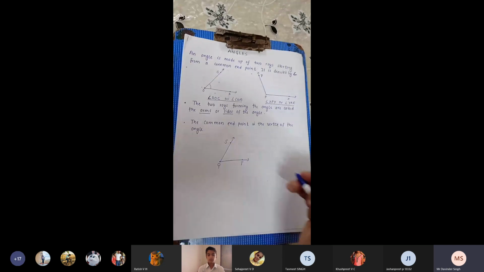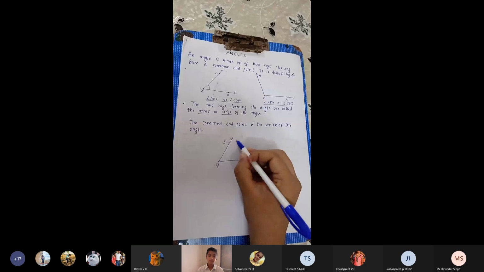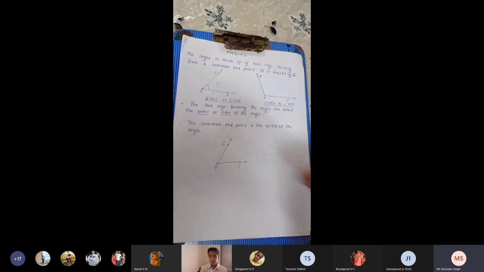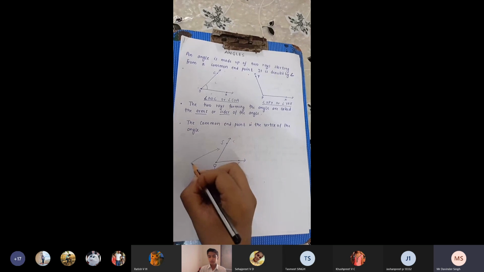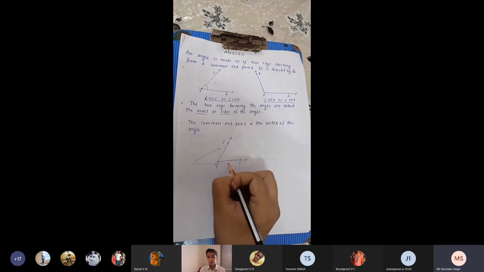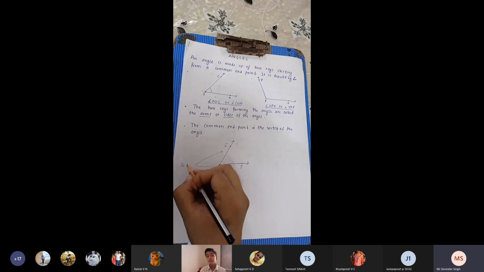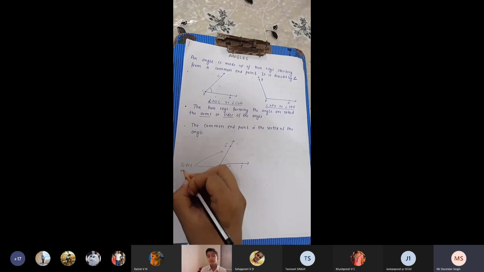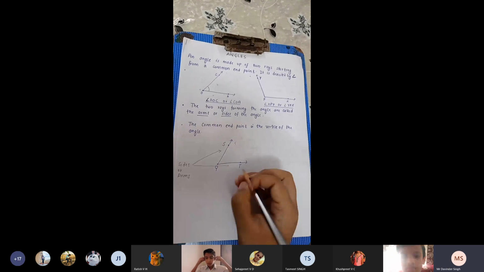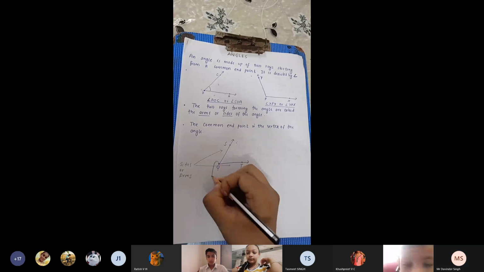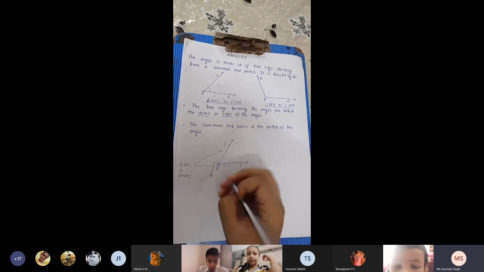So these are the two sides. Let me draw, use pencil. So here this and this, these are sides or arms. And the common endpoint is the vertex of the angle. So here I'm writing, this is the vertex. This is the vertex. Okay.